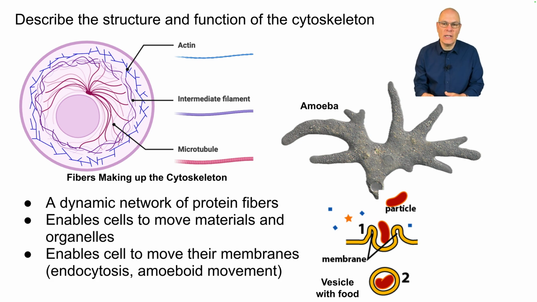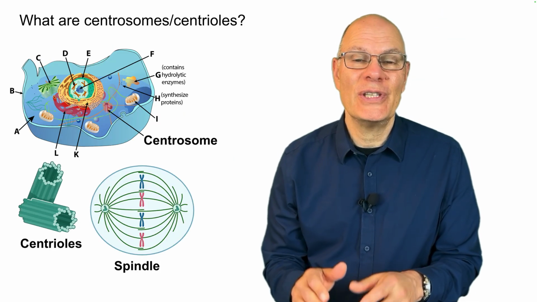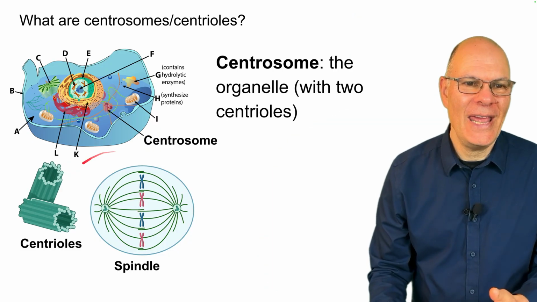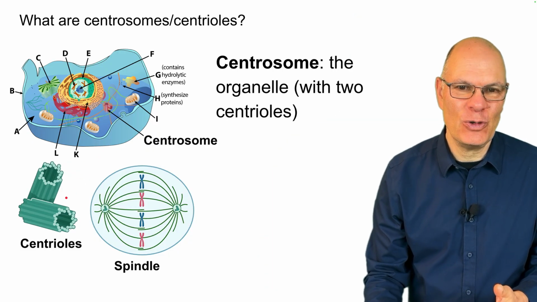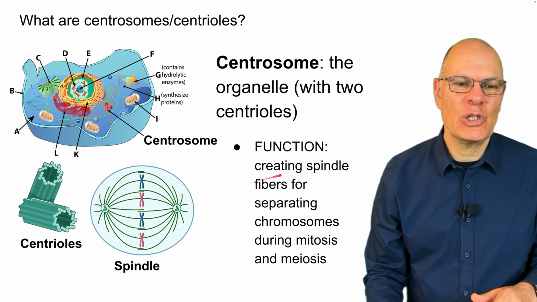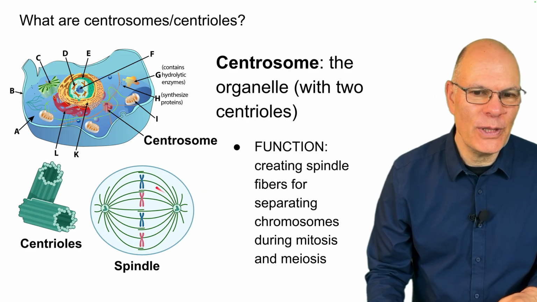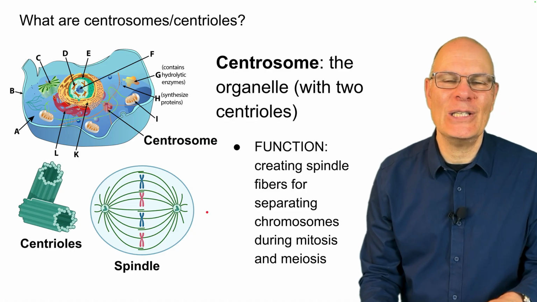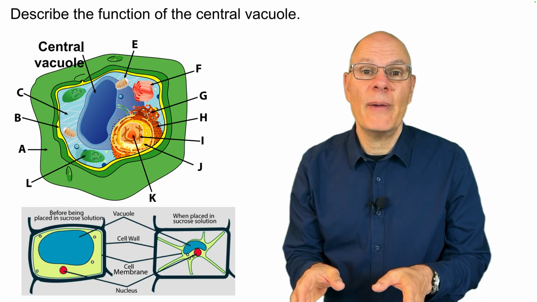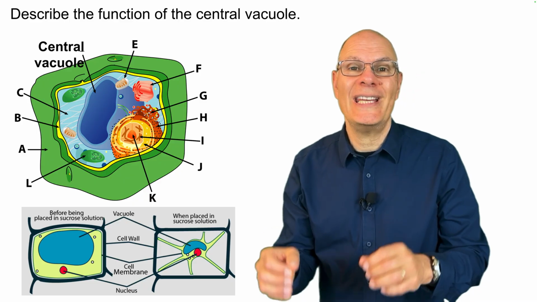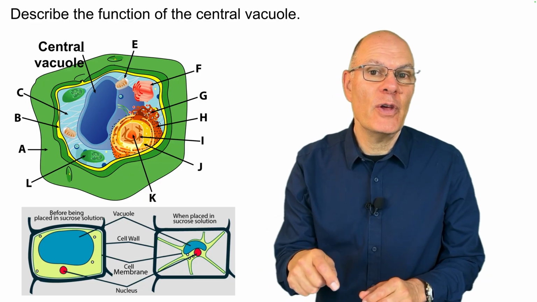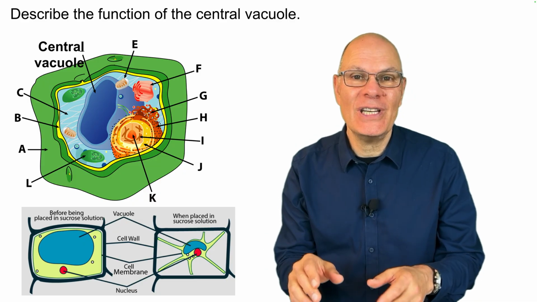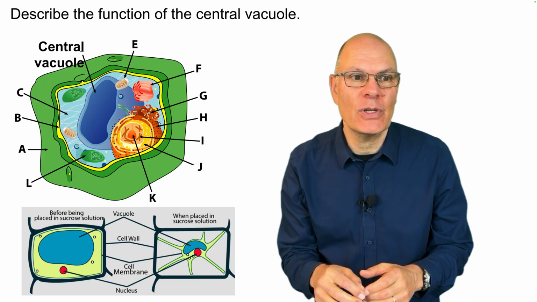Through the cytoskeleton. What are centrosomes and centrioles? Centrosomes are the organelle. They contain 2 centrioles. And the function is creating spindle fibers, that's what these are over here, that separate chromosomes during mitosis and meiosis. The parts that we've talked about so far have all been represented within animal cells, but most of those parts are also found in plant cells. The one exception is the lysosome, unique to animal cells.